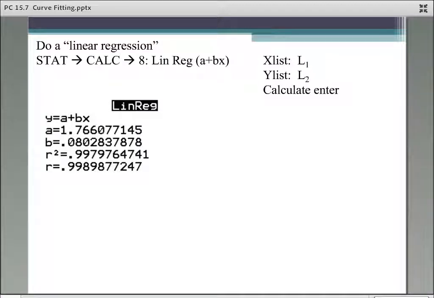y equals a plus bx is the form of the equation. a is 1.766 and b is 0.0802. Putting that in the form y equals a plus bx gives you your equation. So that's the equation of this line.